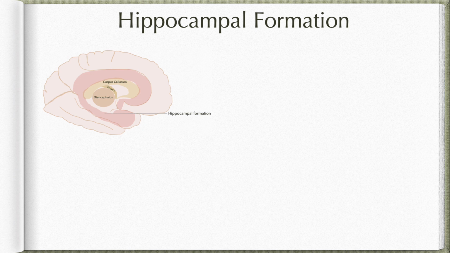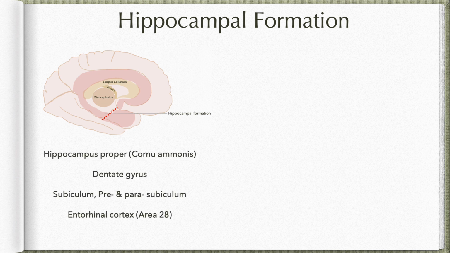Then we have what is known as hippocampal formation. If you take the section of the cerebral cortex as shown by this red dotted line here, we find different components of hippocampal formation. They include hippocampus proper, otherwise known as cornu ammonis, also known as Ammon's horn. The second part is the dentate gyrus. Then we have subicular complex, which includes subiculum, presubiculum and parasubiculum. And finally, the entorhinal cortex itself.